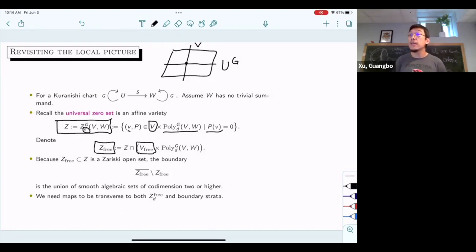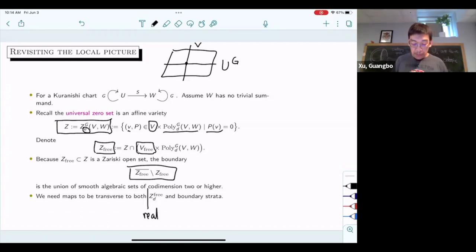So this is an open set. And this is not just open in the Euclidean sense, this is actually a Zariski open set, because you just remove some subspace from this whole vector space. So if this is a Zariski open set, then its closure or its boundary is the union of algebraic varieties, algebraic sets of real codimension two or higher.